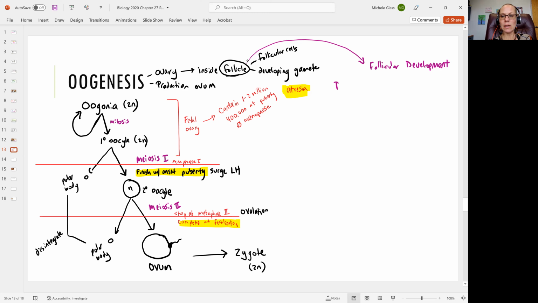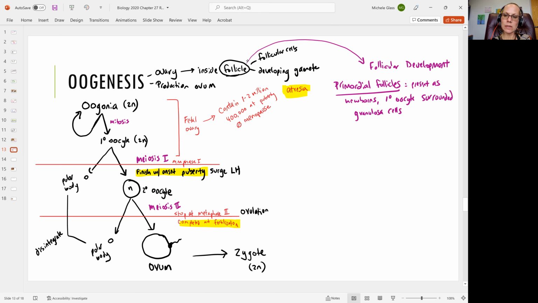So what we're going to see is not only are you starting out with that infant with all of those primary oocytes frozen in anaphase 1, but you also are starting out with what are described as primordial follicles. So these are, again, present as newborns. And this is basically the primary oocyte, and it's surrounded by cells that are called granulosa cells. So when I said follicular cells, this would be a type of follicular cell.